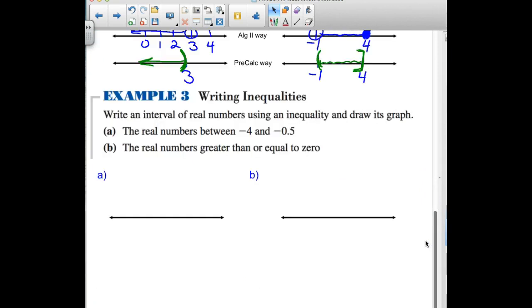All right. For example 3, I'm going to give you a statement in words, and I want you to write an interval and then draw its graph that would represent it. So our first one says the real numbers between -4 and -0.5, or 1/2. With an inequality statement, we always want to put the smaller number on the left. So we would say -4 is less than x, and x has to be less than -0.5.